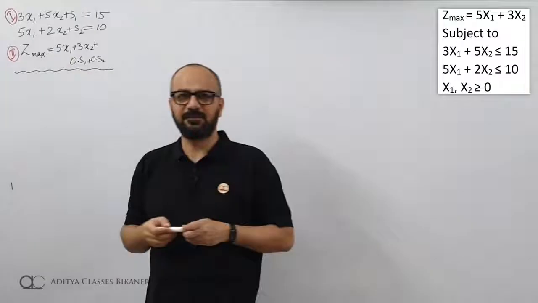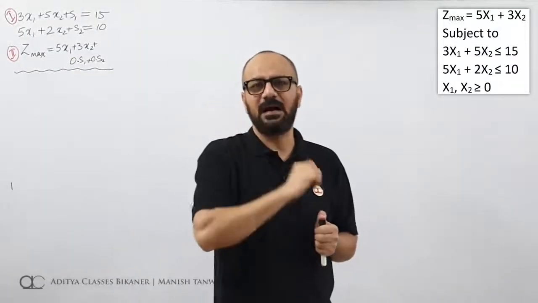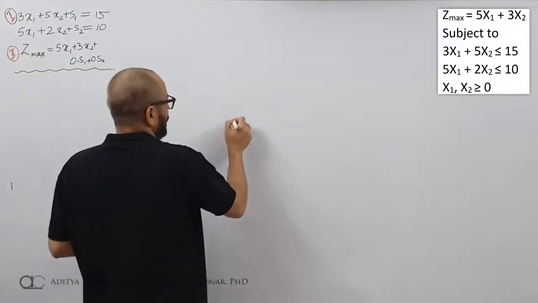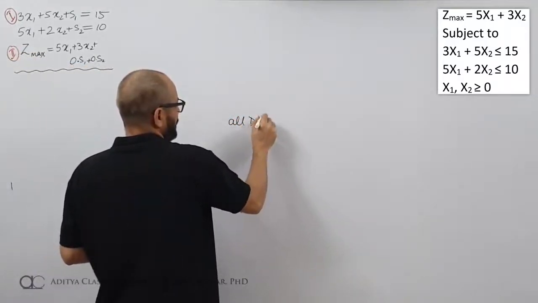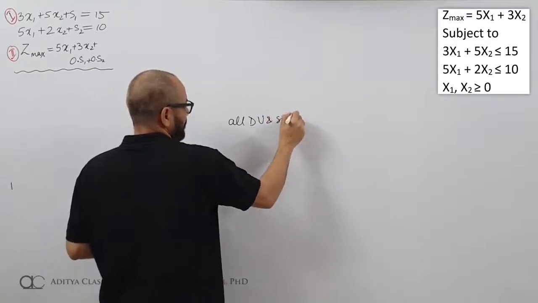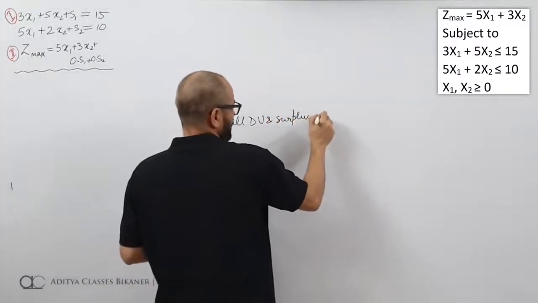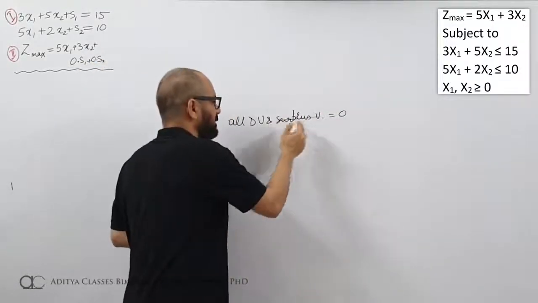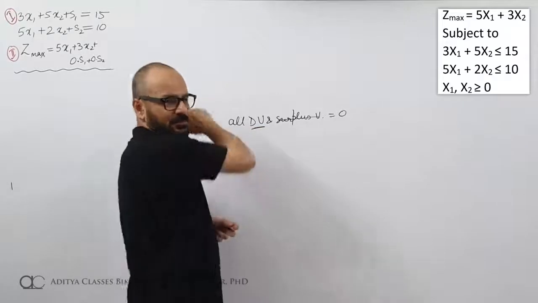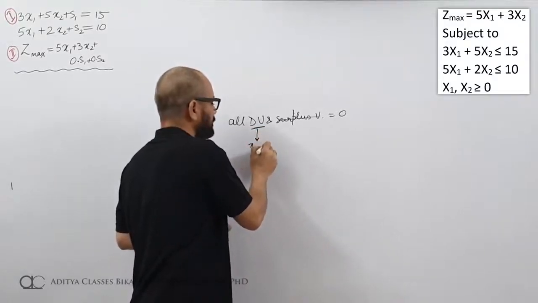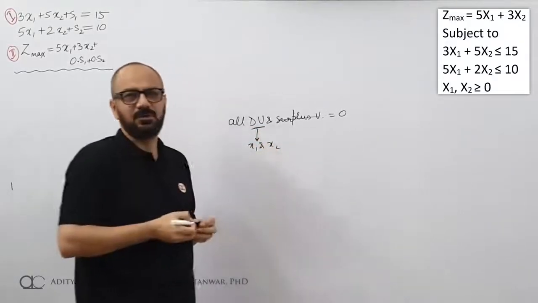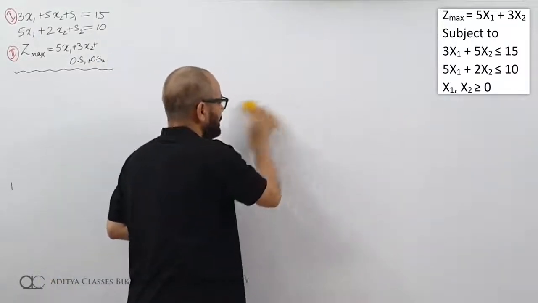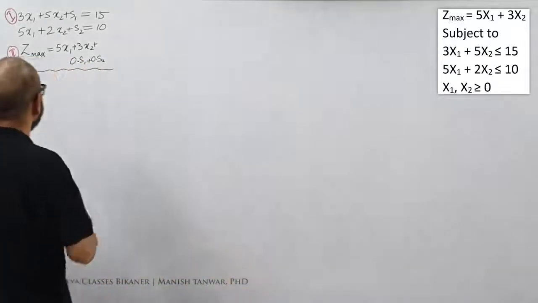How do we start the solution of our question? First, we need to find out the IBFS. IBFS is found out by putting all decision variables and surplus variables equal to 0. Right now, we are not using surplus variables, but we are making use of decision variables. What are the decision variables over here? We have x1 and x2. So IBFS is found out by putting all decision variables and surplus variables equal to 0.